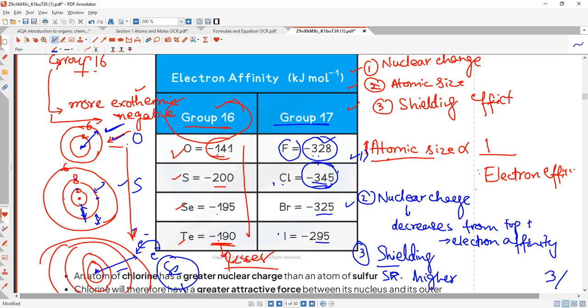In chlorine and fluorine, minus 32, fluorine has a less negative value than chlorine. According to the general trend, it should be more negative. You can see in group 16 it is going to a more negative value. But in group 17, fluorine is showing exceptional behavior. Why does fluorine have less electron affinity than expected?